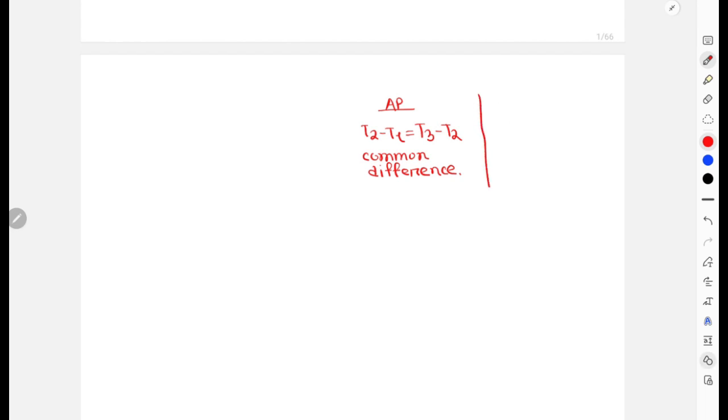And then again, if I want to write a statement for GP, so geometric progression, this is the division. T2 divided by T1 is equal to T3 divided by T2. That means now they have a common ratio. So the division of the two terms is always similar to the division of the next two terms. So now they have a common ratio.